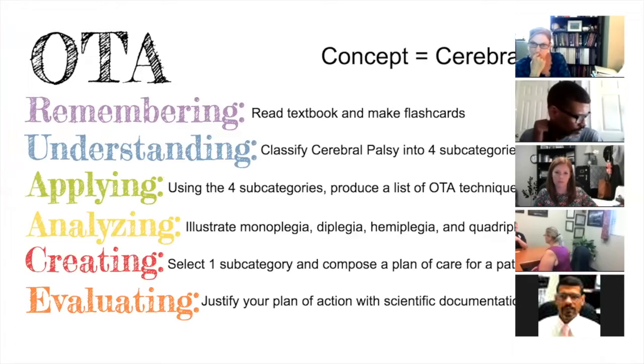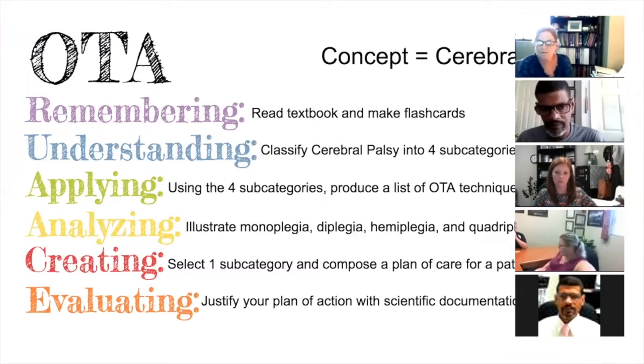Creating, notice that I put creating before evaluating in this particular example. For creating, you could have them select one subcategory and compose a plan of care for a patient. So if a patient had quadriplegia, then you could have them compose a plan of care that an OTA would possibly need to follow in order to assist that particular individual. And then at the evaluation level, you could have your students justify the plan of action that they came up with scientific documentation that this would be the best procedure for that particular patient.